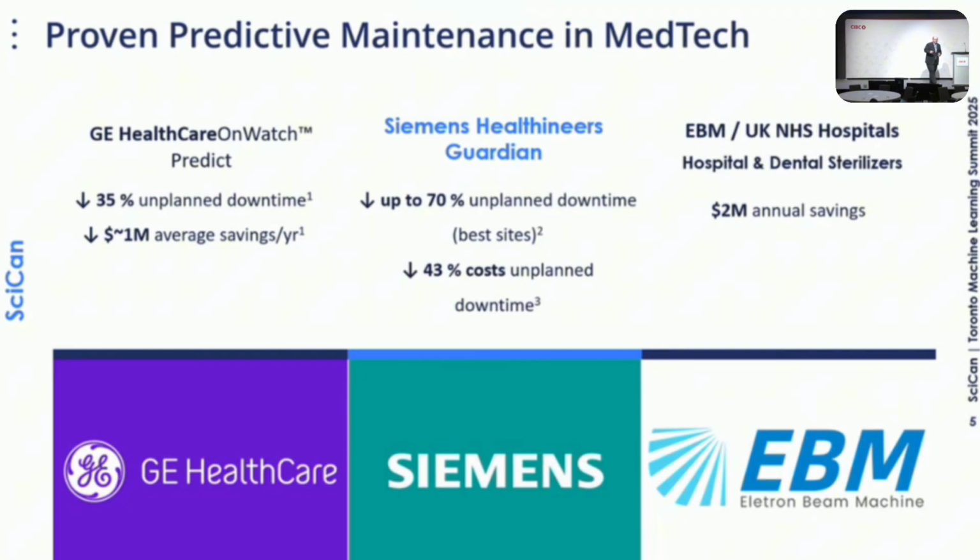Same experience with Siemens tells us up to 70% of unplanned downtime and 43% cost for on-demand need that the clinicians needed. EBM, which is an infection equipment company, reports that in the UK hospitals, their system actually saved $2 million in savings per site. So these numbers actually tell us that although this technology is not new, it can help not only save us money, but also make sure that patient safety stays a priority.